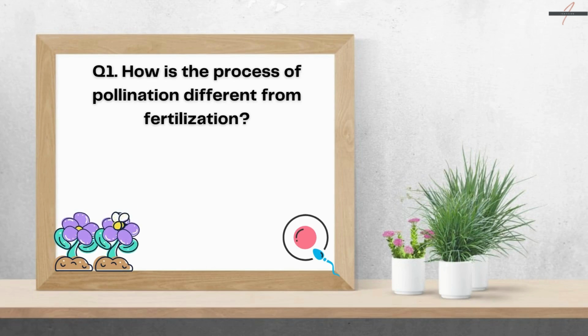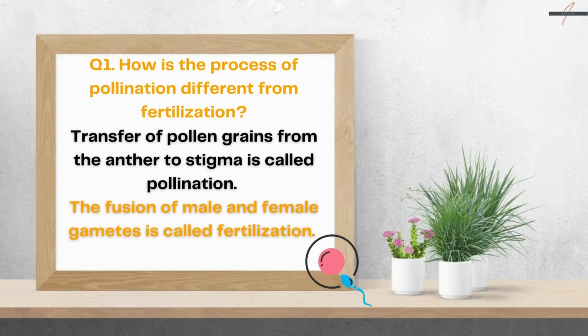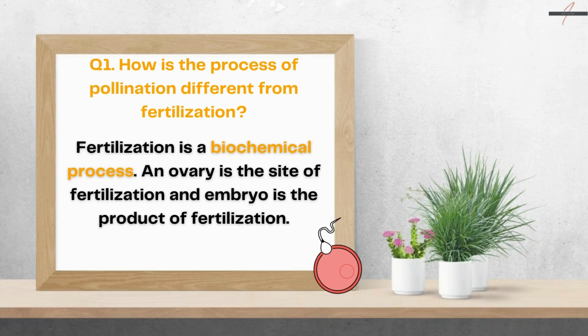Now, how is the process of pollination different from fertilization? Transfer of pollen grains from anther to stigma is called pollination, whereas the fusion of male and female gametes is called fertilization. Pollination is a physical process in which movement of pollen grains is attained by certain physical factors, whereas fertilization is a biochemical process. An ovary is the site of fertilization and embryo is the product of fertilization. Next question.